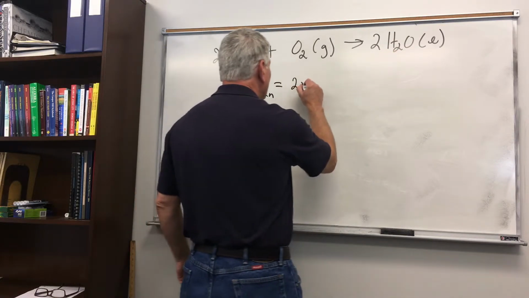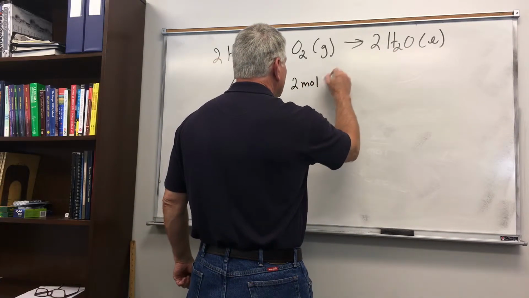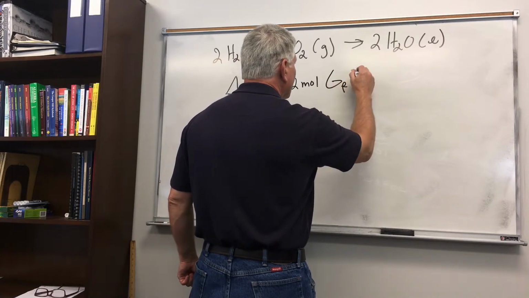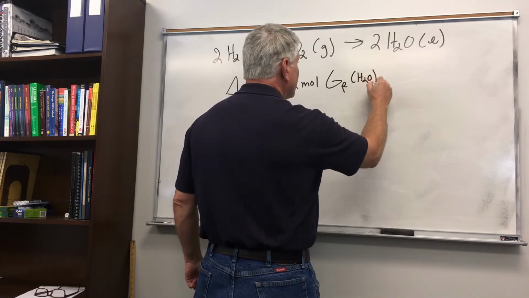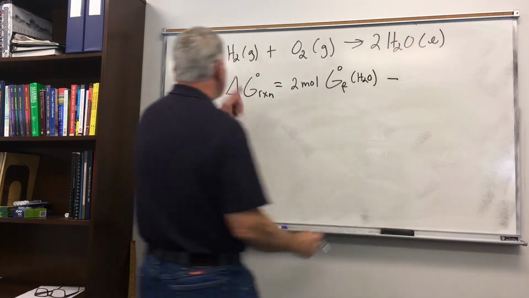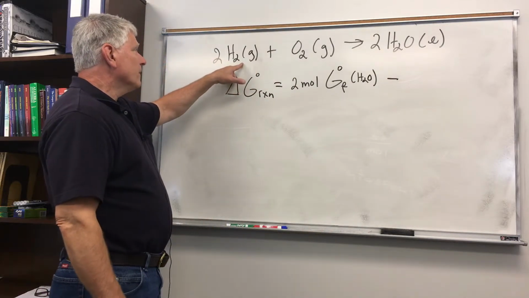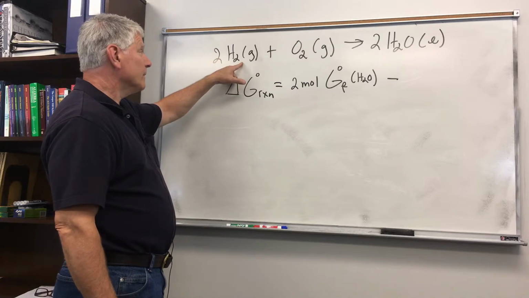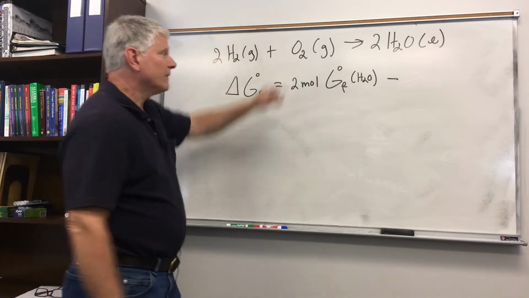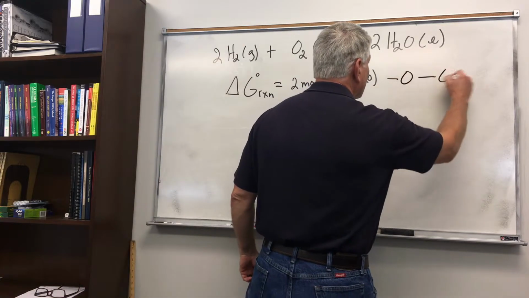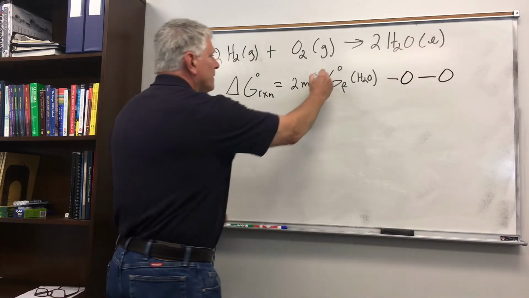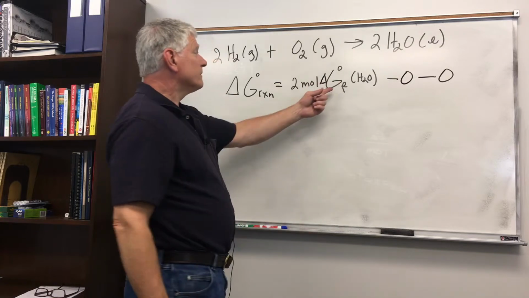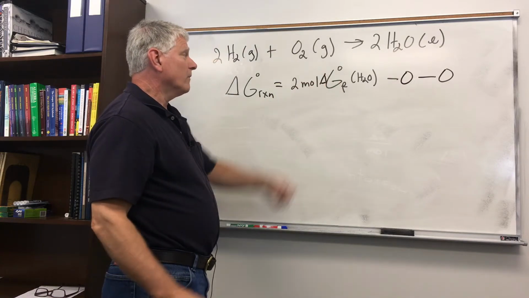It would be 2 moles of delta G formation of water minus delta G formation of hydrogen, but hydrogen is an element and this is the most stable form. So delta G formation is 0. Same thing for oxygen. So all we have to do is look up delta G formation of water.